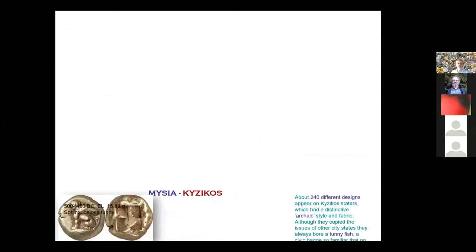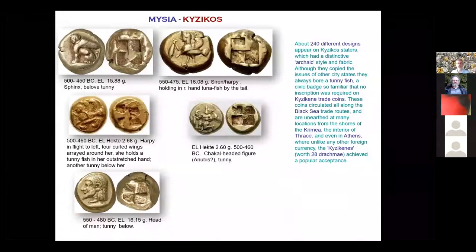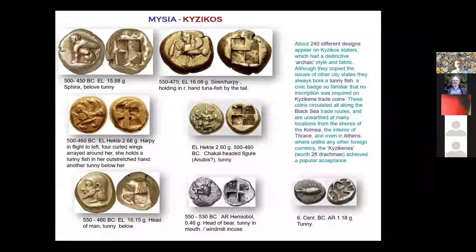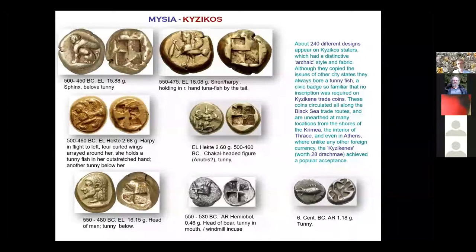Kyzikos on the Dardanelles is another town with an incredible legacy of coinage. Again, they minted a lot of electrum. I haven't read anything about the source of electrum that they used to strike coins, but they were very wealthy and they had access to precious metals.